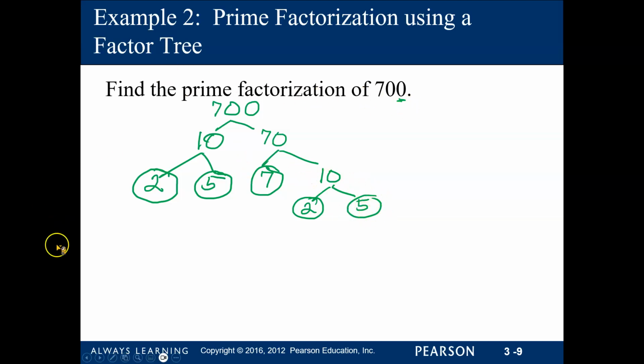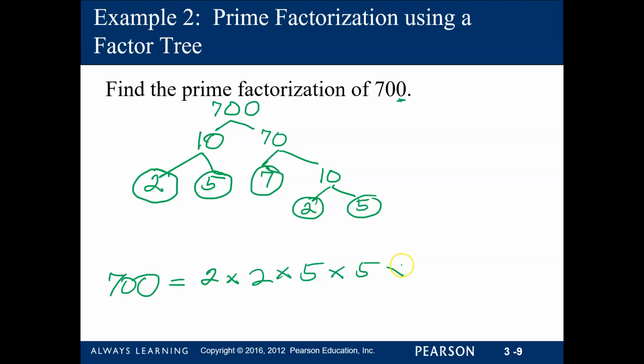So the prime factorization of 700 is simply you multiply all of those circled numbers. So I would suggest you have them in order. So 2 times 2, times 5 times 5, and then times 7. Or sometimes MathLab will ask you to write it in exponential form. So you can have it as 2 to the second power times 5 to the second power times 7. Okay? So that is how we can work with the prime factorization of 700.